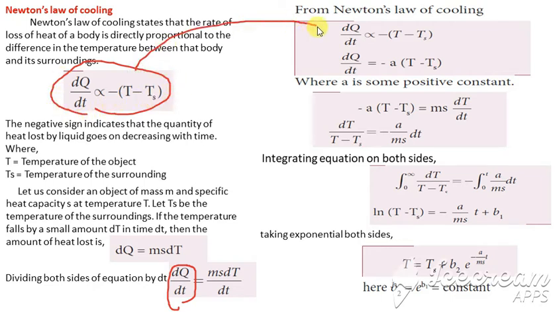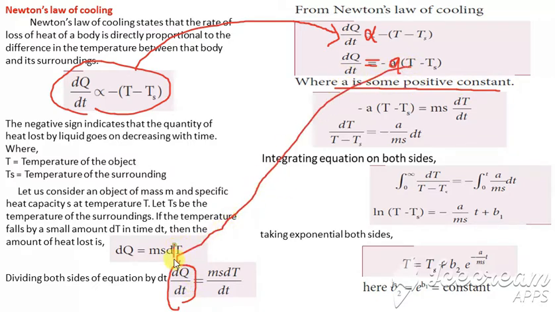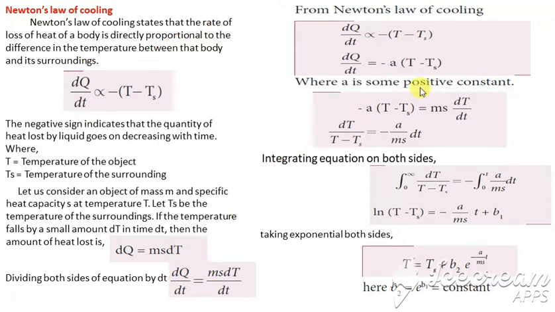Now take this equation from Newton's law of cooling, where we have a term which is proportional. To remove the proportionality, we are introducing a constant, A. So minus A into (T minus Ts). Here A is said to be a positive constant. Now instead of this dQ divided by dt, substitute this value here. So we get minus A into (T minus Ts) is equal to ms dT divided by dt.